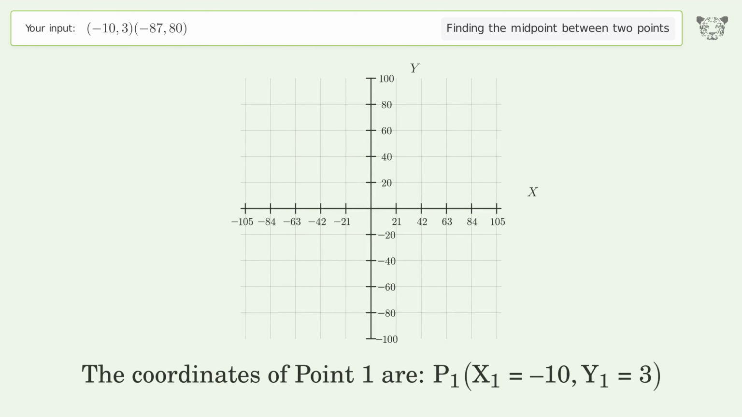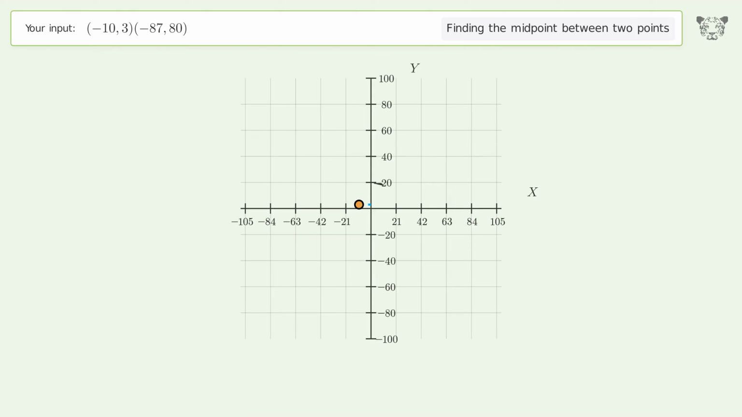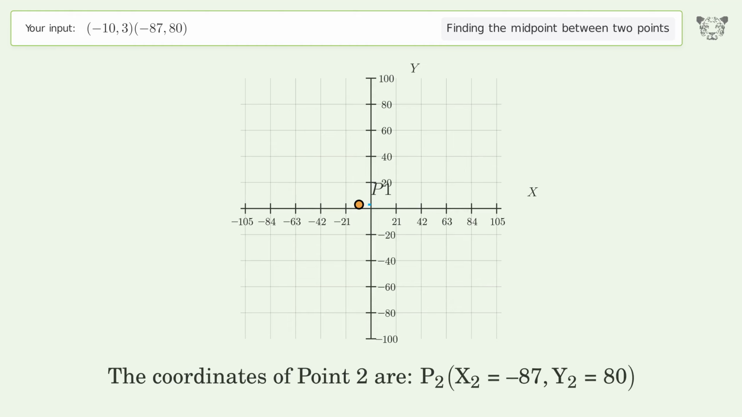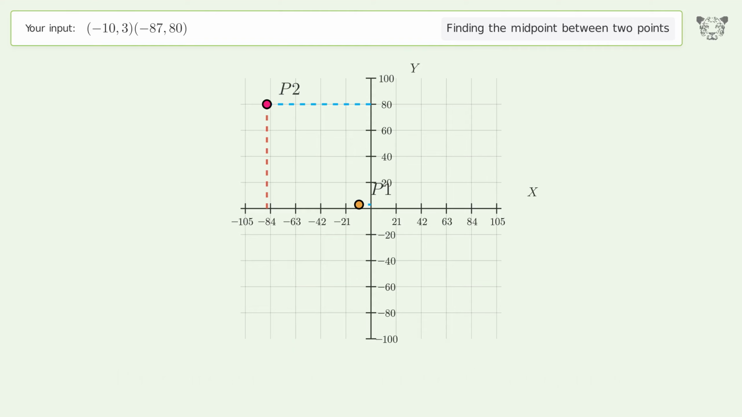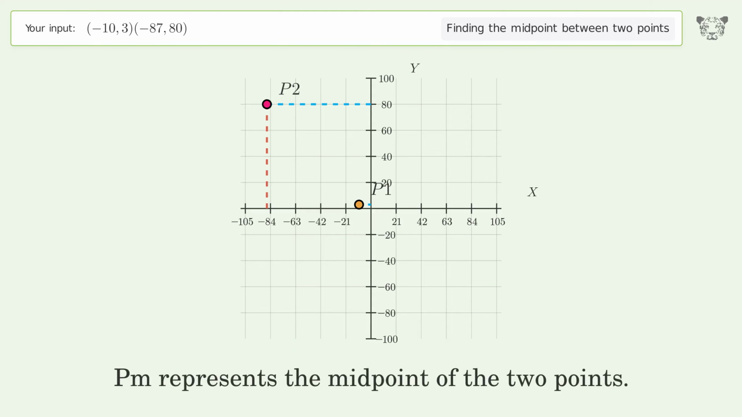The coordinates of point 1 are x1 equals negative 10, y1 equals 3. The coordinates of point 2 are x2 equals negative 87, y2 equals 80. PM represents the midpoint of the 2 points.